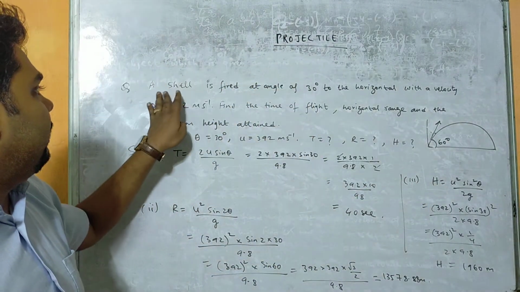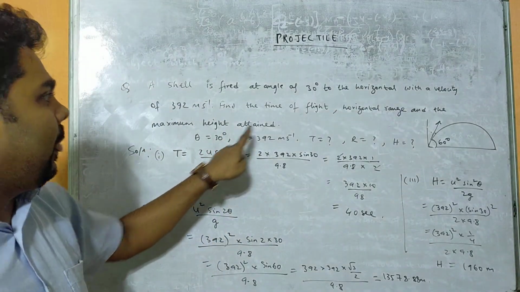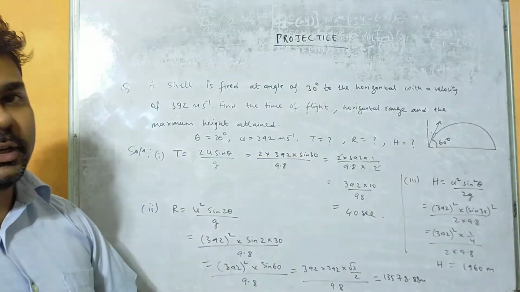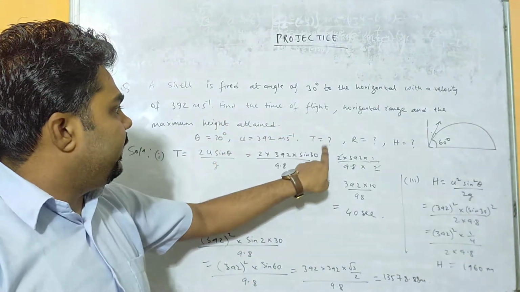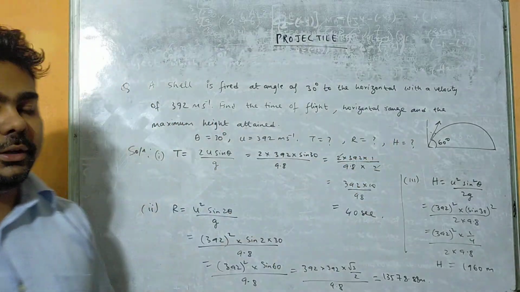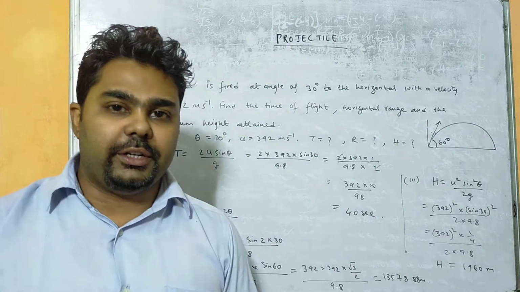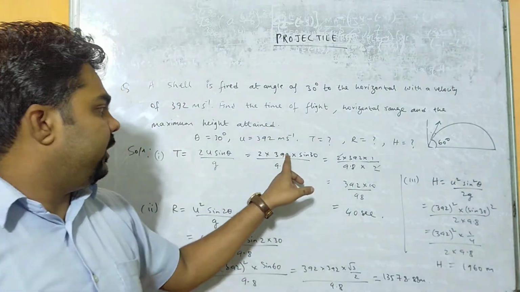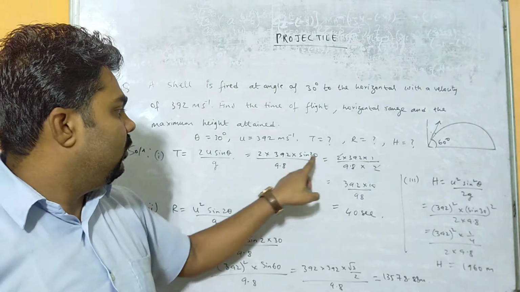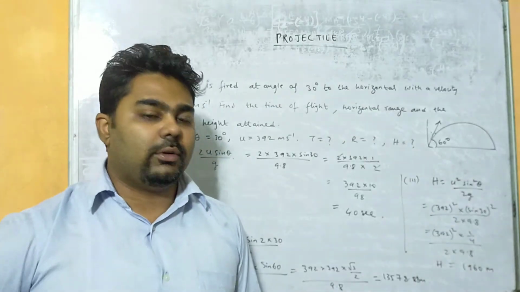So here a shell is fired at an angle of 30 degree to the horizontal, that means theta is 30 degree, with a velocity of 392 meter per second, that means u is 392 meter per second. Find the time of flight, t we have to find, horizontal range we have to find, and the maximum height we have to find, right? So time of flight, just now we have seen the formula 2u sin theta by g. 2 into 392 sin 30, sin 30 is half. So when you substitute here and calculate, we will get 40 seconds. So this is our answer.